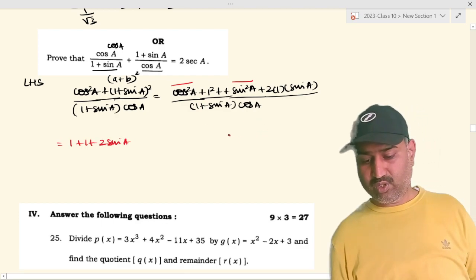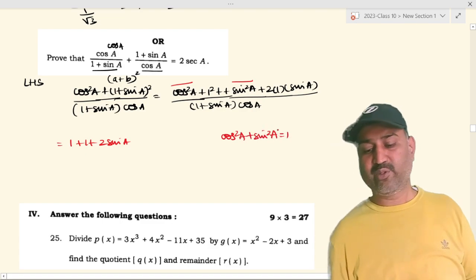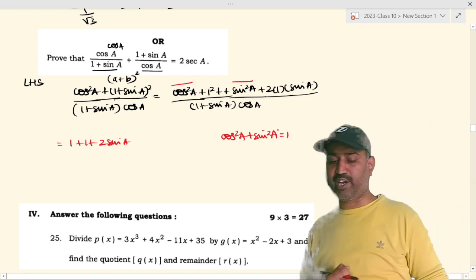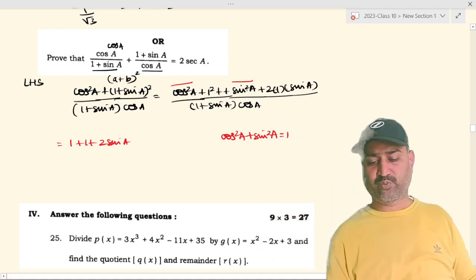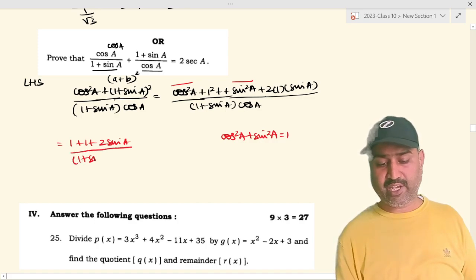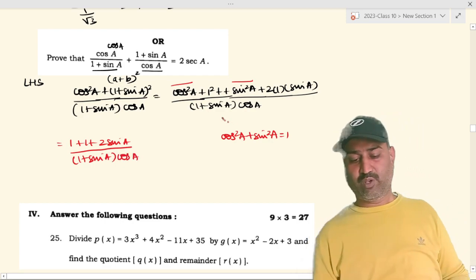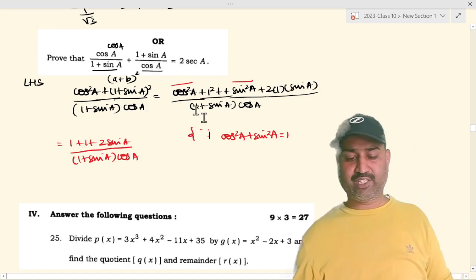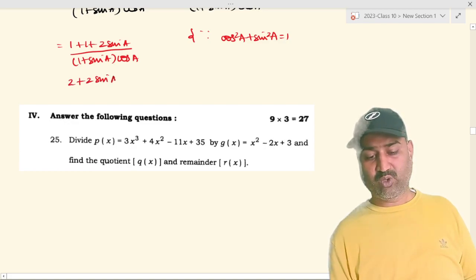We know cos square A plus sin square A is equal to 1, right? First identity in trigonometric identities, we know we have 3 identities. Cos square A plus sin square A is 1 and 1 square is 1. 2 into 1 into sin A is 2 sin A, whole divided by 1 plus sin A into cos A, right? A very easy question. Now it is 2 plus 2 sin A, whole divided by 1 plus sin A into cos A.